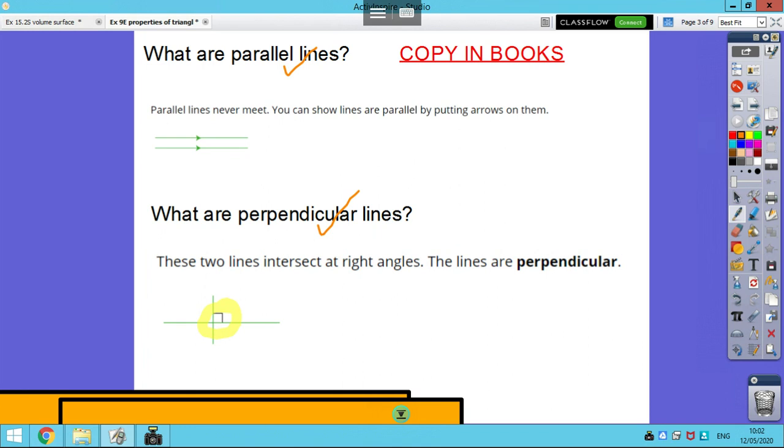Now you must remember the different ways that we show this. You must remember to put little arrows on your parallel lines, and you must remember to put a little right angle box on perpendicular lines.